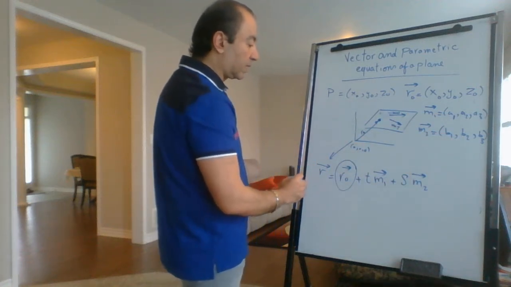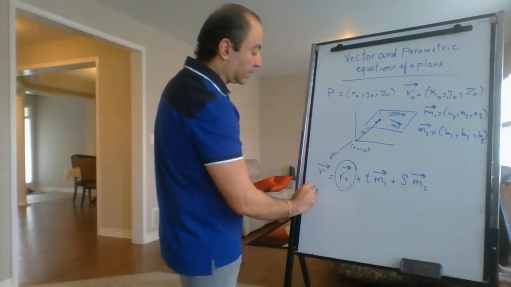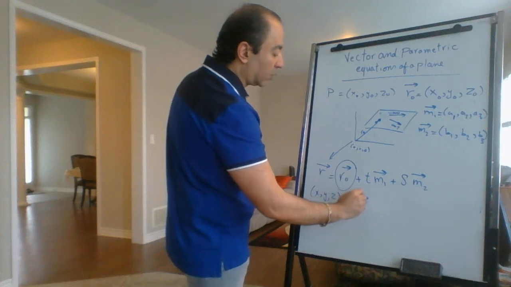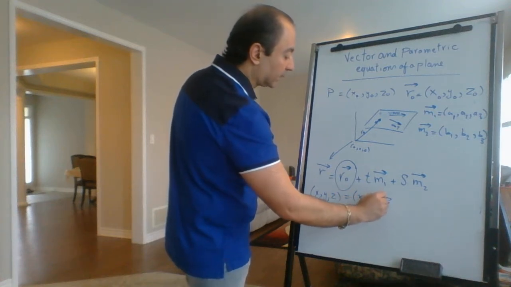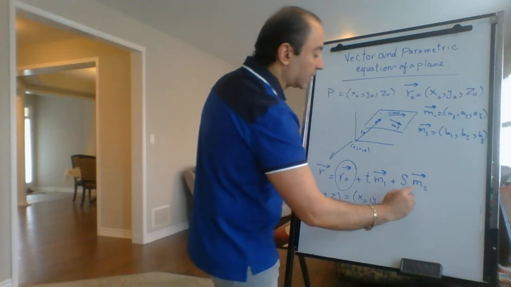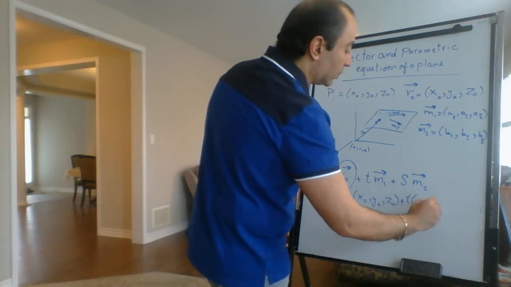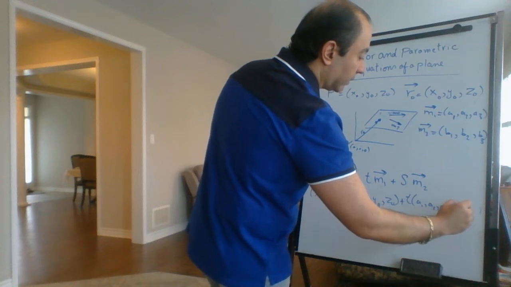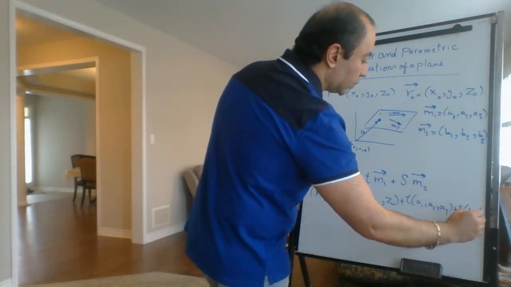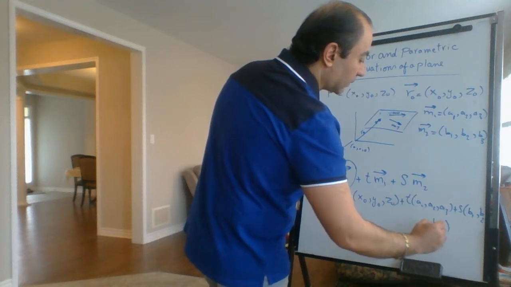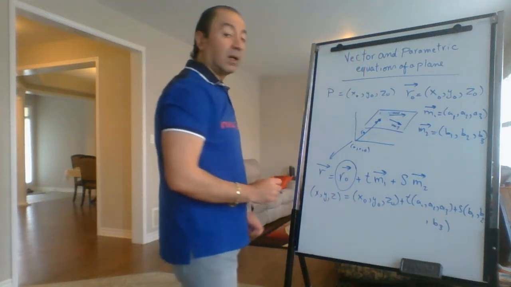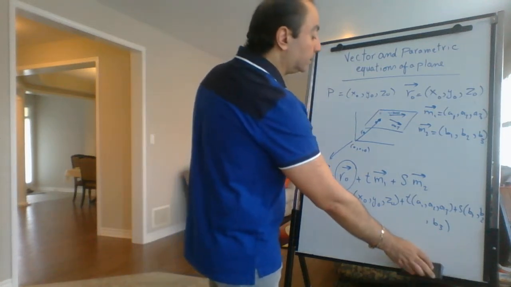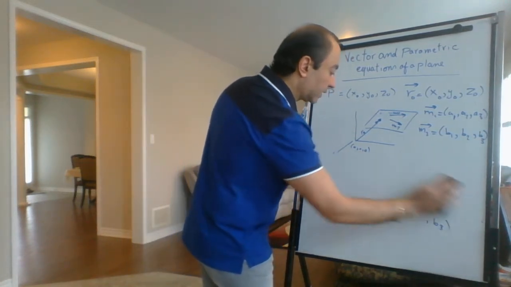Now, if I want to write this way, x, y, z, this is the coordinate of any point on the plane. This is the coordinates of the given point on the plane, the point I know, plus t times a1, a2, a3, plus s times b1, b2, b3. Then I can use this to write the parametric equation of the plane. So we're going to do that.